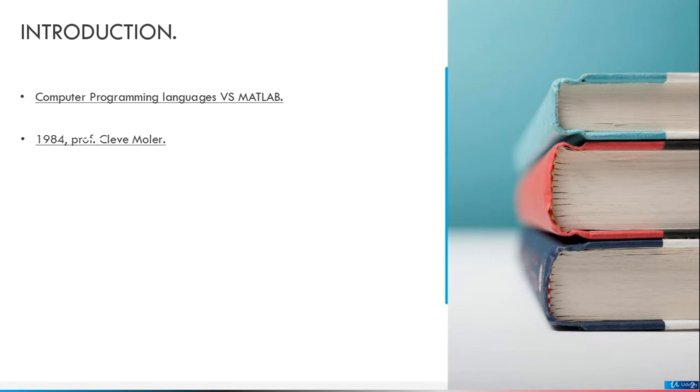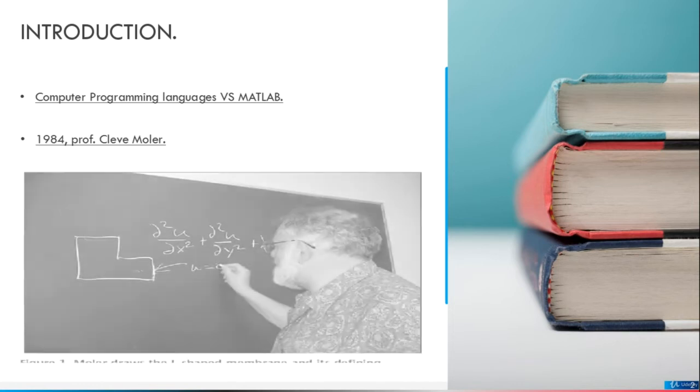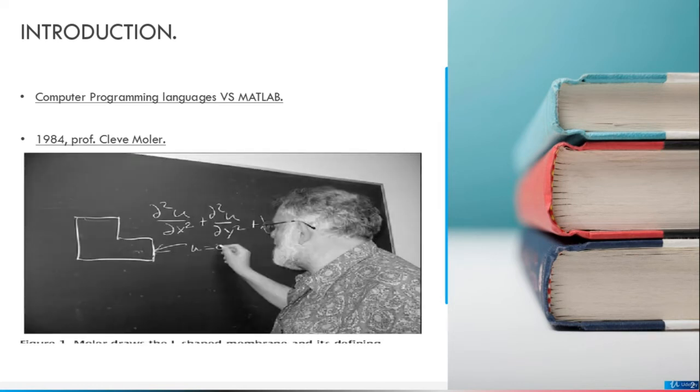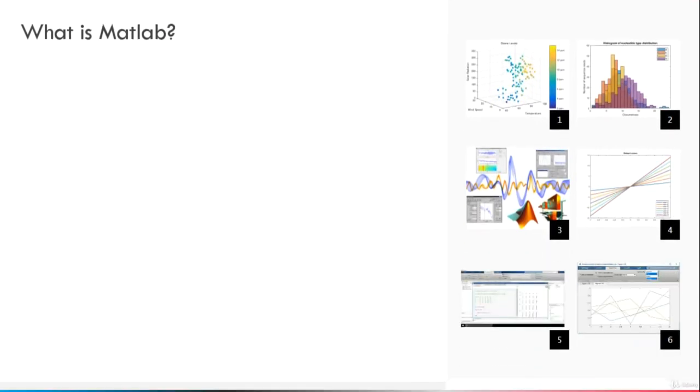So in 1984, Professor Clive Muller, who was a mathematician and also a programmer, invented a software for mathematical calculations, which is called MATLAB. So MATLAB stands for Matrix Laboratory. So if you have ever programmed before, it's a little bit different because MATLAB is mostly for mathematical calculations.